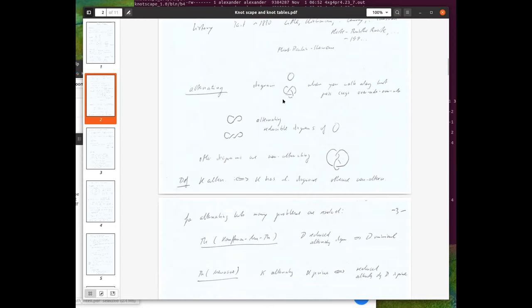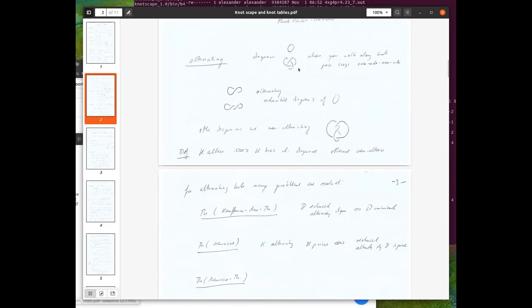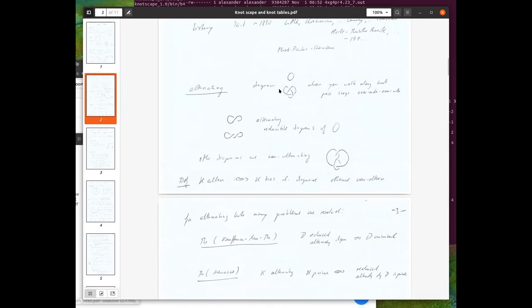And one important feature of knots, which started to get noticed already around 1880 when Tate made the first table, was whether a diagram is alternating or not. So what does alternating mean? I didn't say this last time, but I need it many times later. So let me explain. What does alternating mean?